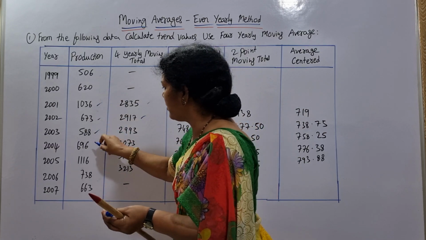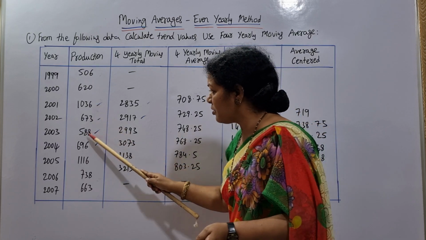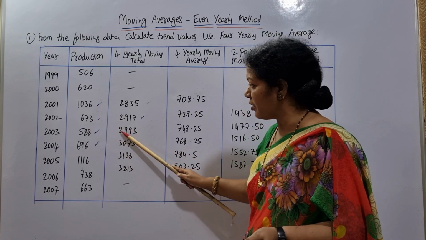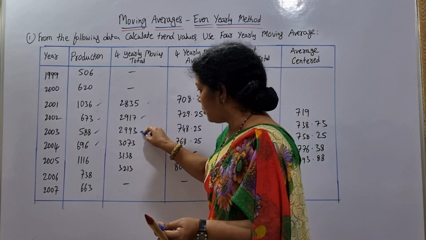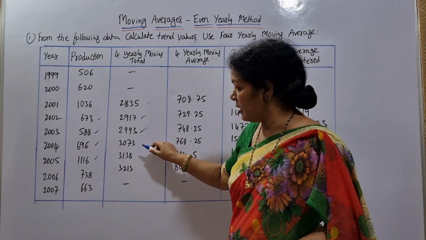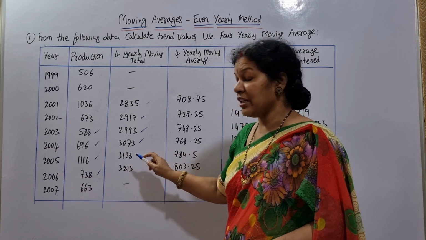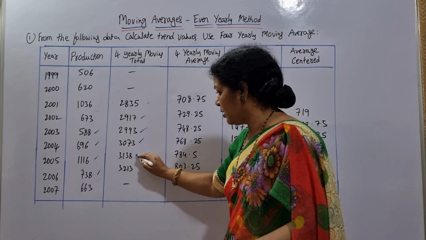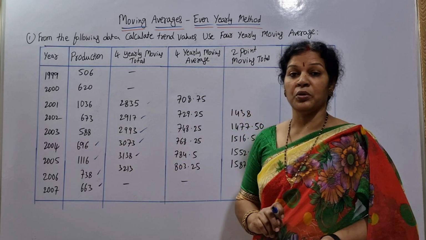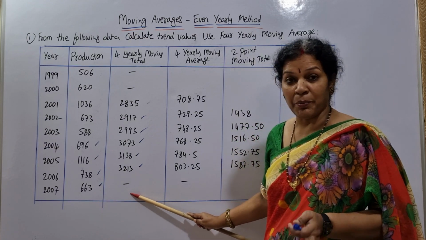In the same way, next one also. So these 4 years, 1036, 673, 588, 696. All this total comes to 2993. Third year opposite, 1, 2, 3. Third year opposite, 2993. So in the same way for the rest of the years also, this total comes to 3073. Okay, opposite to third year posted. Next these 4 years total comes to 3138. Next 4 years, this total comes to 3213. Over. There is no more year, so that is why we kept it blank.